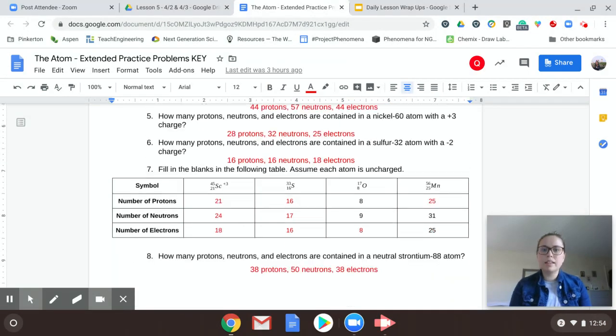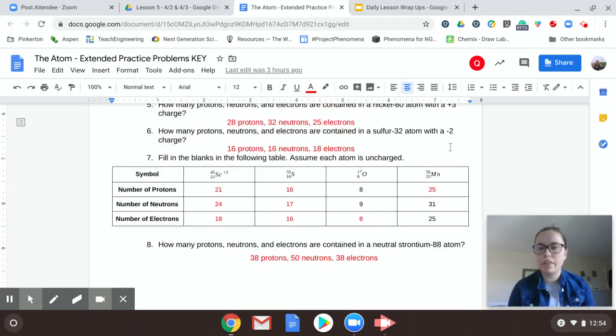Okay? It's the opposite when we're dealing with a negative charge. So if we have a negative charge, that means you need that many more electrons. Okay, so we have a sulfur 32 atom with a negative 2 charge. That means we need 2 extra electrons. Okay, electrons carry a negative charge. So I know it's kind of hard to think about that, but just remember that while you're working through this. Electrons are negative, so if you have a negative charged atom, you're going to have more electrons. If you have a positively charged atom, you're going to have fewer electrons.